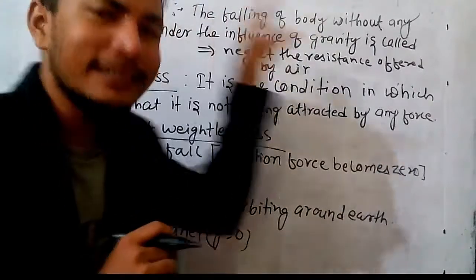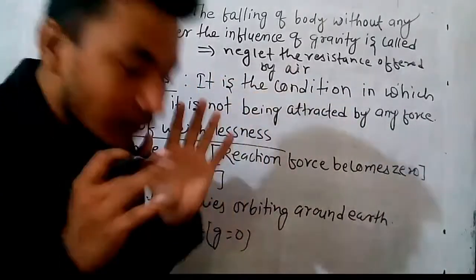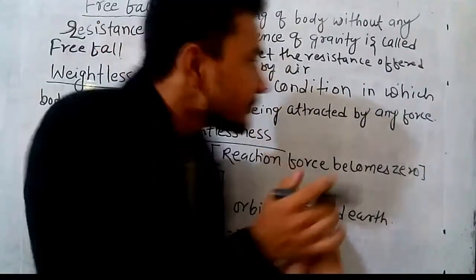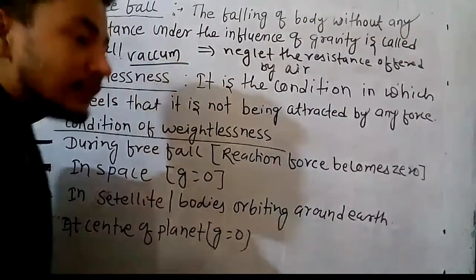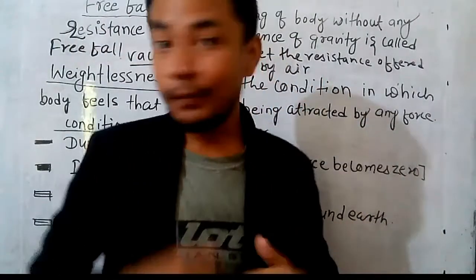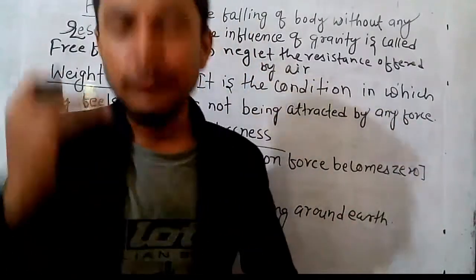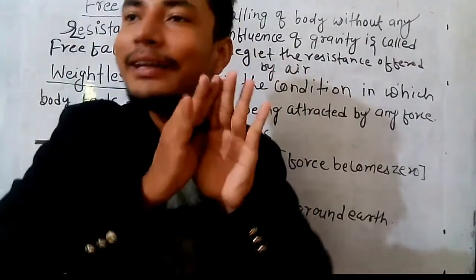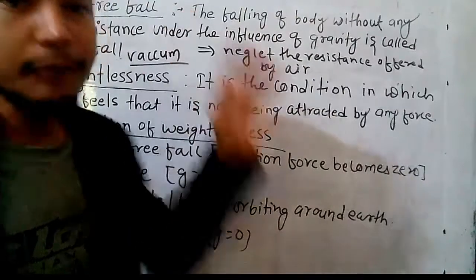So free fall generally also occurs on earth's surface, but not 100%. Now sir, where does 100% free fall occur? 100% free fall occurs in vacuum. Where there is no air on that planet or surface, free fall occurs. You know, on the moon there is no air atmosphere, so actual free fall occurs on the moon's surface, because there is no external resistance to the falling bodies. So free fall occurs on the moon or in vacuum.